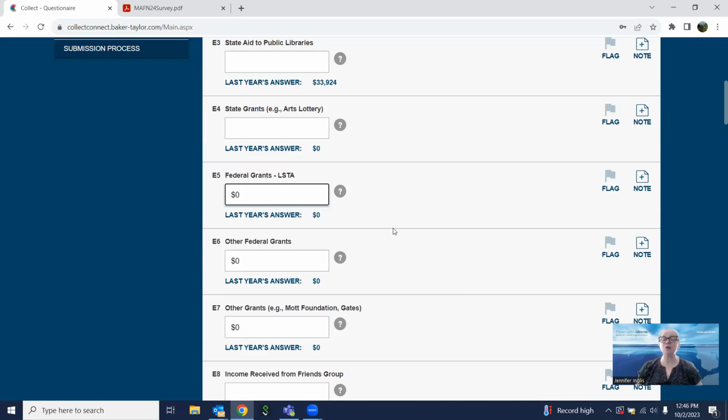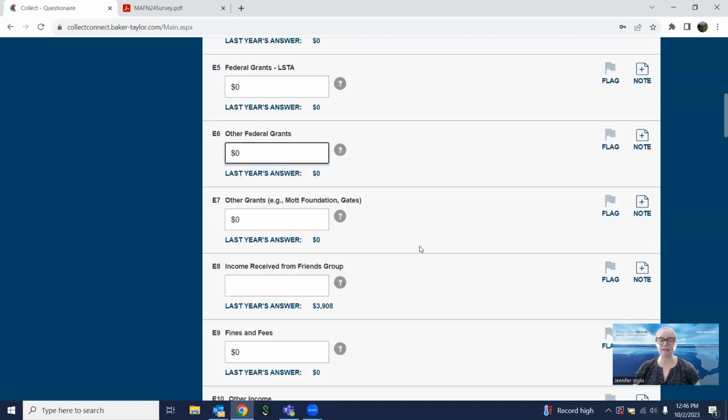Federal LSTA grants. So those are the Library Services and Technology Act grant money. You might have received a grant from MBLC or through MBLC for the LSTA grant. You might have applied directly to an IMLS grant. So that's the federal grant money. If you've got a 2-year grant and you get money each year, we only want the income on the year you got it. So if you got a $10,000 grant this year and $10,000 next year, wait until next year to do that $10,000.